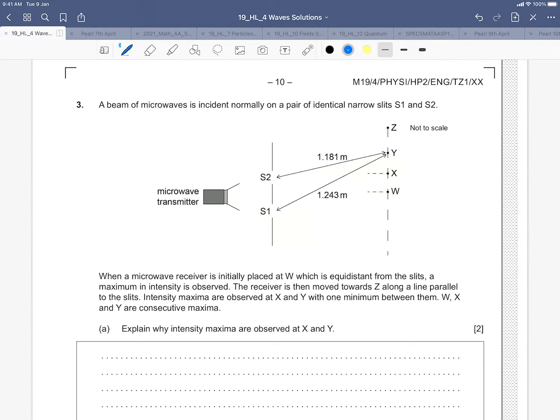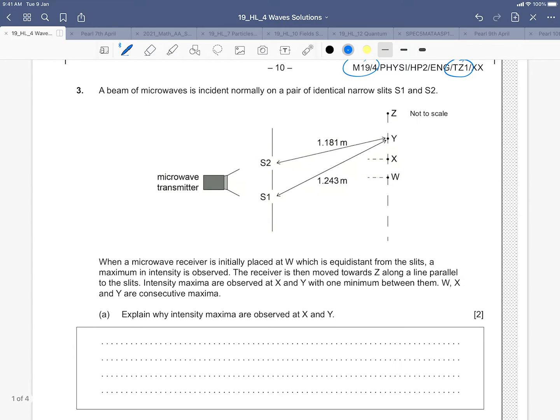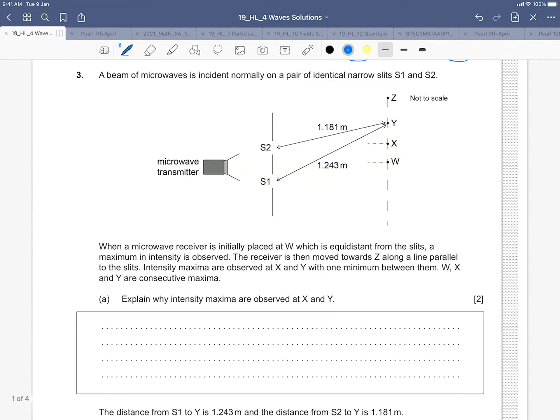Okay, hello everyone. So here's a video covering all topic 4 questions in the 2019 papers, or the higher level papers. So first question here is from May 19, time zone 1. We have some microwaves that are being transmitted and they are incident on a pair of narrow slits. So we're going to be looking at double slit interference, two source interference here.